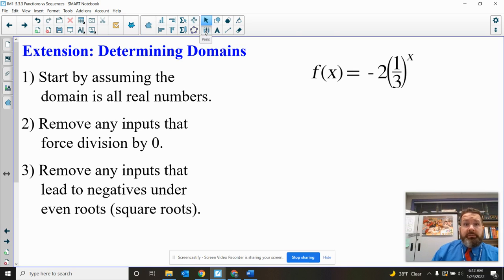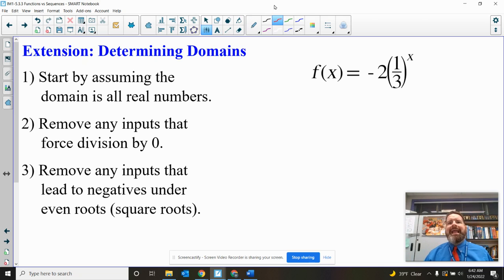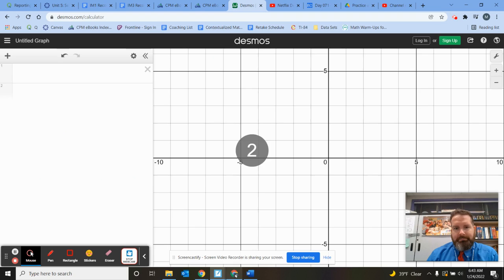We're going to start by assuming that, hey, we're allowed to use any number, any real number. So positive, negative, decimal, fraction, whole, any real number is allowed to be used. And then these are the two most common reasons you have to take a number out of a domain. Here's how it goes. First, you're going to take out any inputs that make you divide by 0.